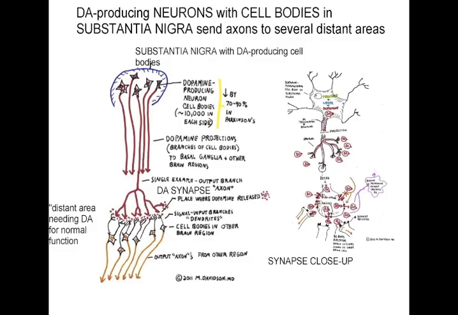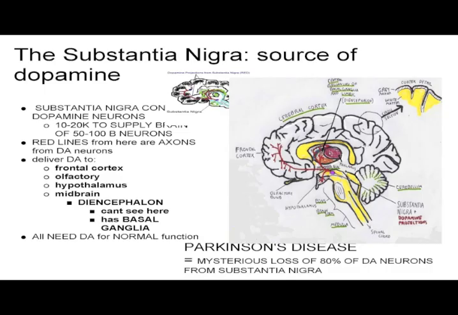Here's a detailed view of schematic of the cell body sitting in the substantia nigra. Actually, there are 10 to 20,000 of them in each substantia nigra, one on each side. And you see we've taken one axon, brought it down, and shown how it divides into areas that synapse with other areas where dopamine is needed in the brain. And to the right is a more detailed view of that.